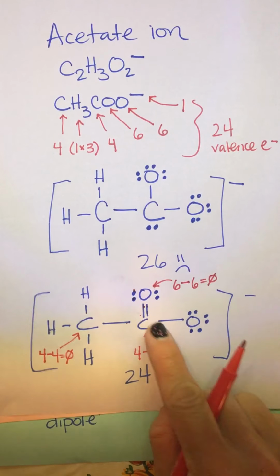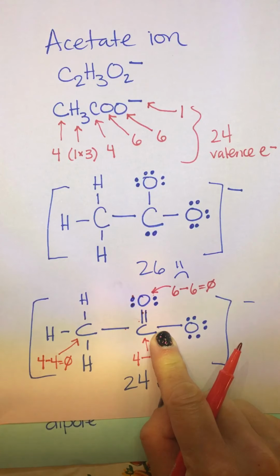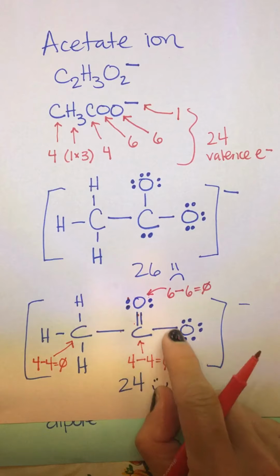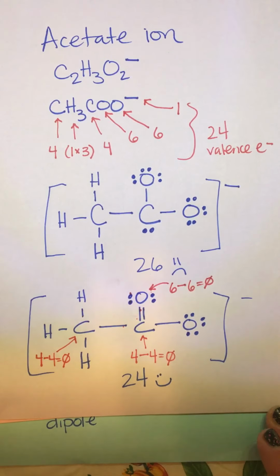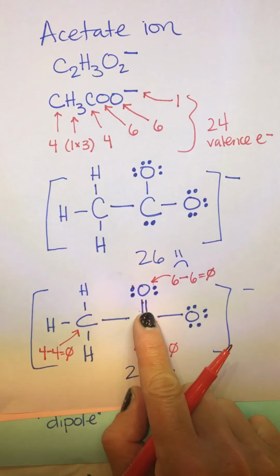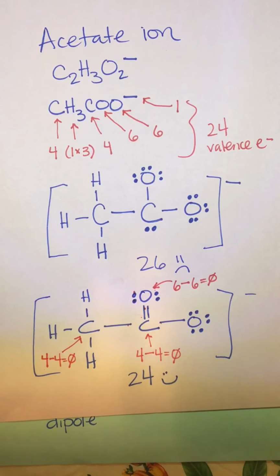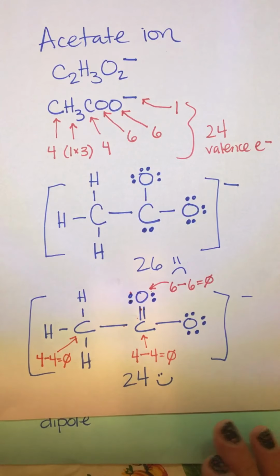Okay. Now, some of you might have put your double bond here, and so these would be flip-flop. That's called resonance, the movement of lone pair and pi bonds. So this double bond could flip-flop there. We can draw that resonance structure in just a little bit.